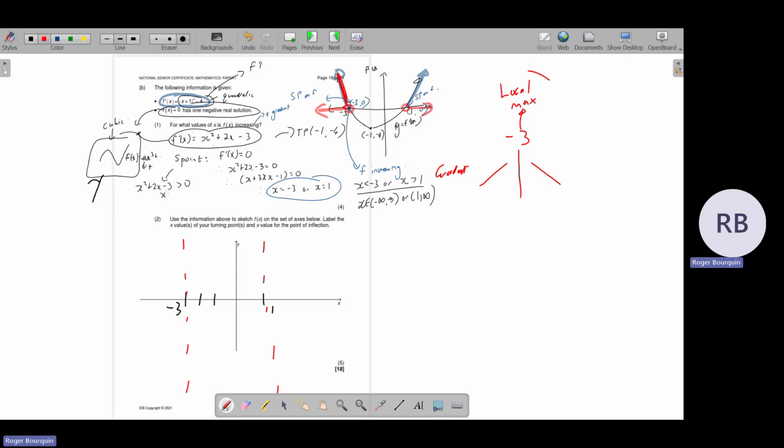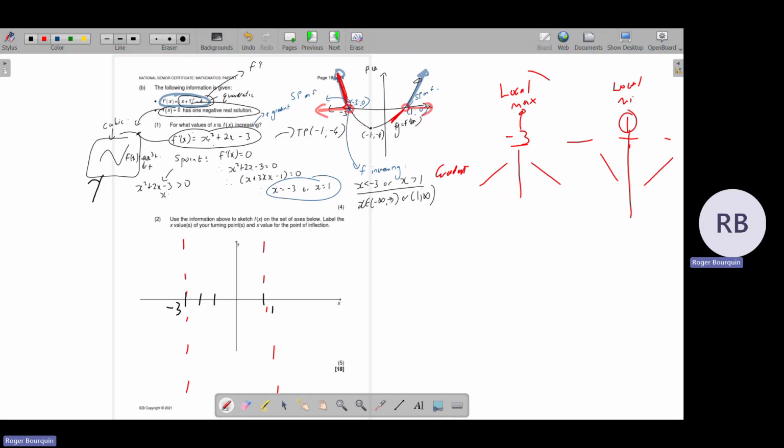Then the other critical gradient change is at 1. To the left of 1, what are my y coordinates? Negative, which means the function is decreasing. After 1, what happens to the gradients? They become positive. So at 1, you're going to have a local minimum. So the function goes up to a local maximum, then down to a local minimum.